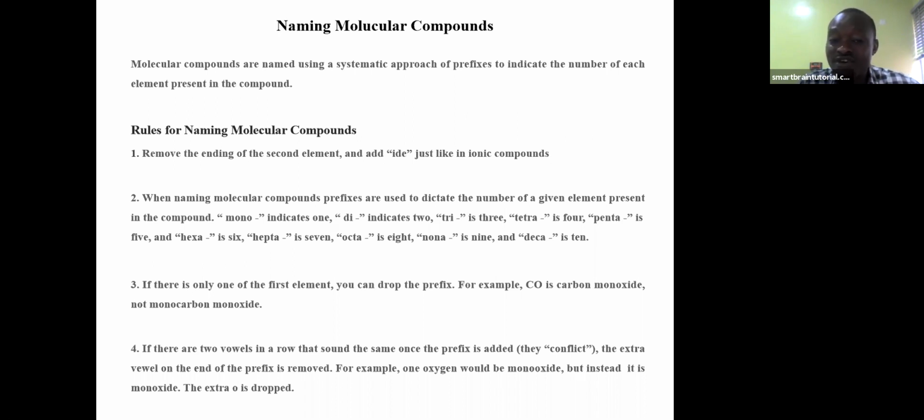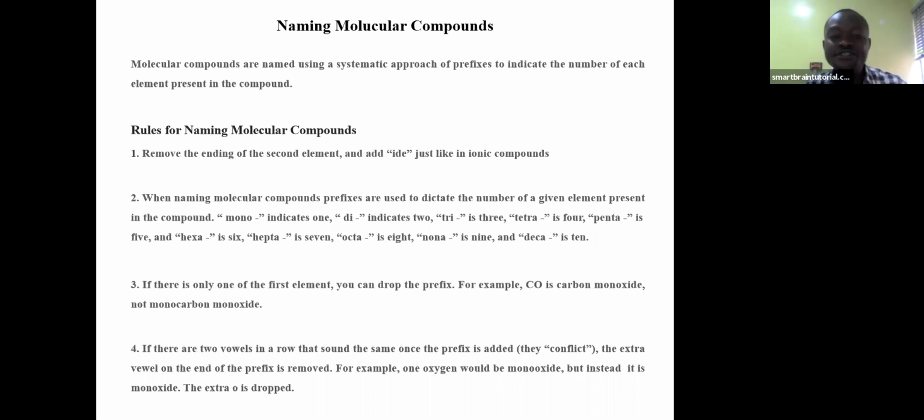When naming molecular compounds, prefixes are used to indicate the number of a given element present in the compound. For instance, mono shows the presence of just one. Di shows that an element appeared twice. Tri shows it is 3 times, 3 molecules or 3 atoms of the element. Then tetra shows 4, penta 5, hexa 6, hepta 7, octa 8, nona 9, and then deca shows there are 10 of these elements present.